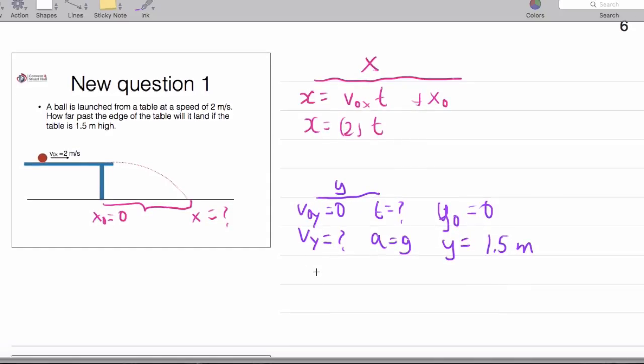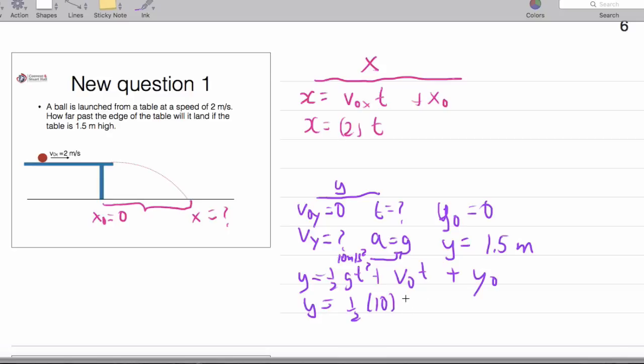So now we can go ahead and plug in to the formula. y is 1/2 gt squared plus v naught t plus y naught. And let's remember, g is the acceleration due to gravity, so we're going to make this 10 meters per second squared. So when we plug in, we're going to get y equals 1/2 times 10 times the unknown t squared, and this y is 1.5. So we end up getting t is the square root of 3/10 when we isolate. I'm going to leave you to do that algebra.